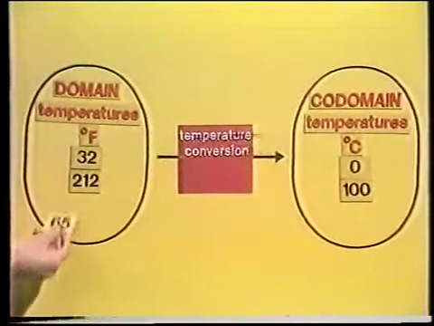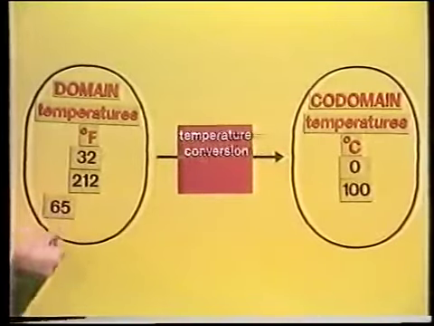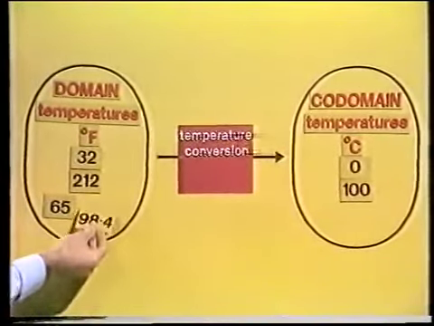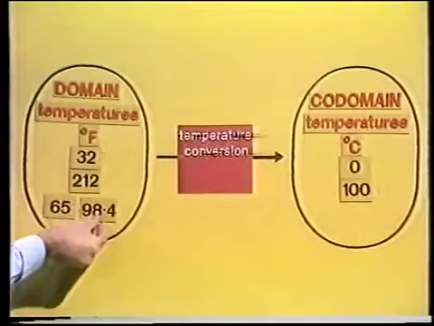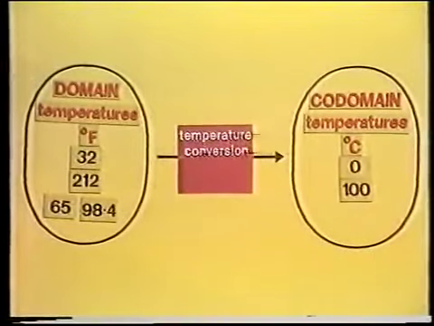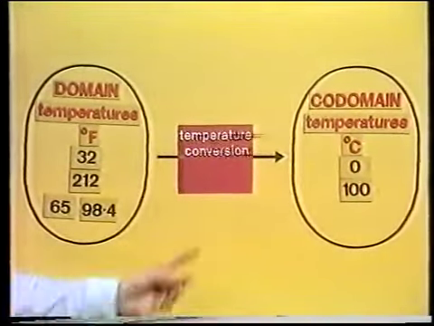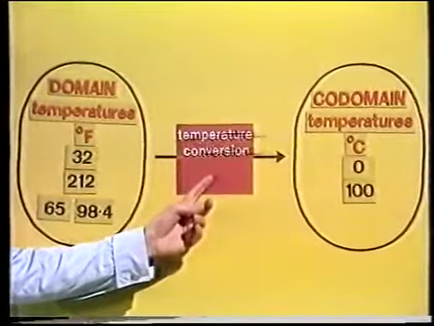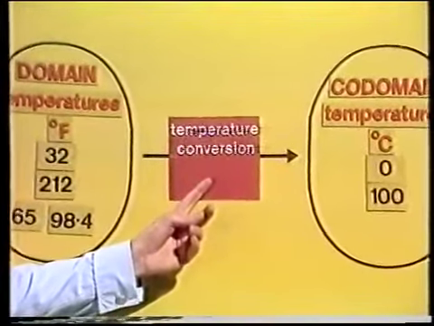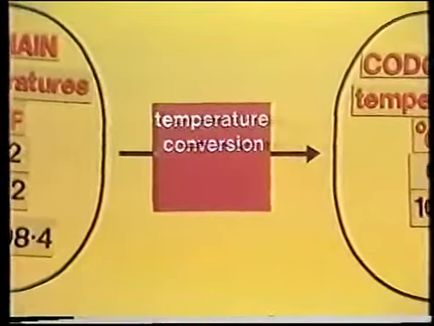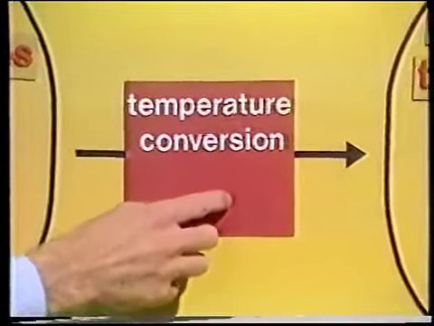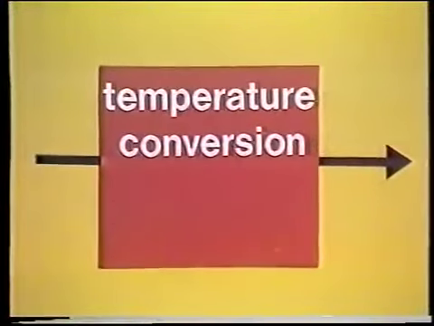But what about 65? And what about 98.4? That's body temperature. What does that convert to in degrees centigrade? Well, to answer questions like that, we really have to look inside this box, discover what the rule is so that we can apply it ourselves. That means we're going to prise open the lid of this box, look inside, and try and understand just what makes it tick.